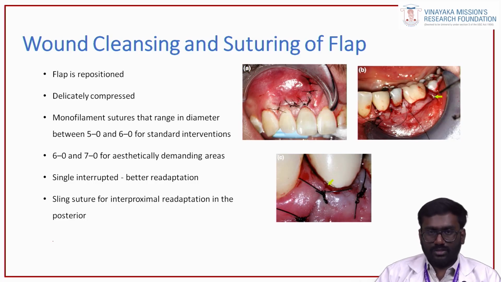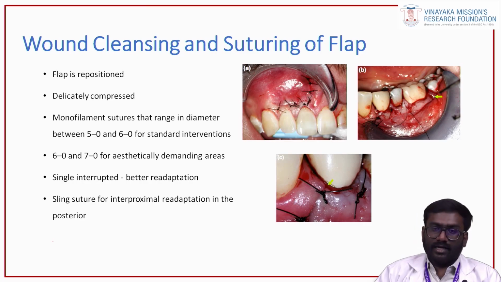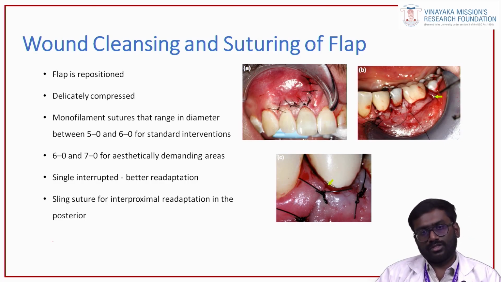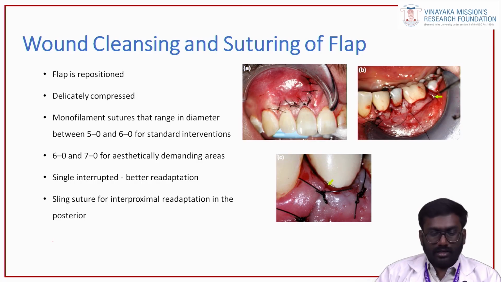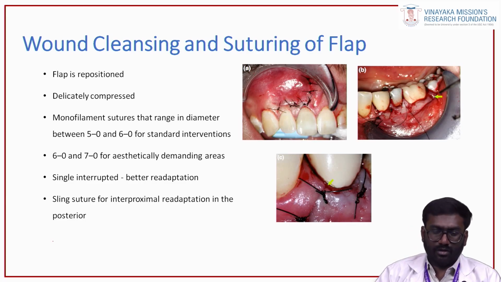So monofilament sutures, not larger, they should be smaller in diameter, such as 5-0 or 6-0, are advocated so that the soft tissue or the mucosa is not injured that much. In aesthetic areas, you can use 6-0 or 7-0, but you should have proper instruments to use 6-0, 7-0 sutures, and loupes might be needed. Otherwise, 4-0 or 5-0 is generally used. Single interrupted sutures are advocated for better readaptation. And sling sutures can be used if you have used an intrasulcular incision. Sling sutures can be used for reapproximating the papilla in the posterior region.